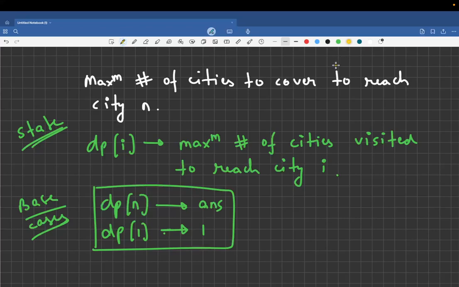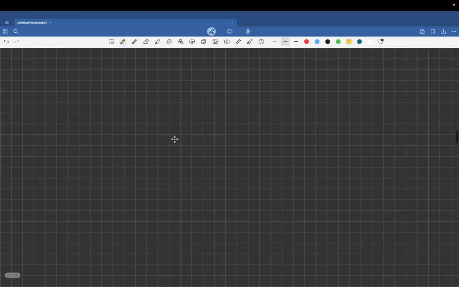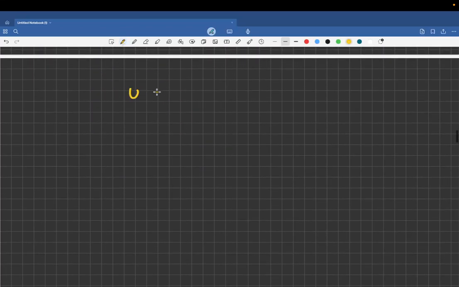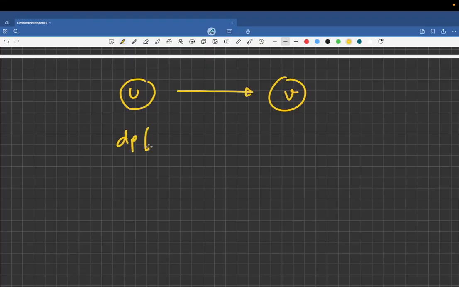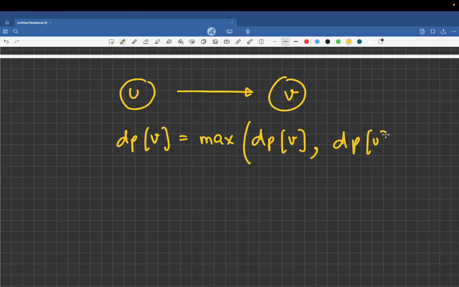So for writing the transition, the thing that comes to all of our minds is that, okay, if we have an edge from node U to node V, then I can write that dp of V is equal to the maximum of whatever the current value of dp of V is, comma, dp of U plus 1. We all can write this, right?